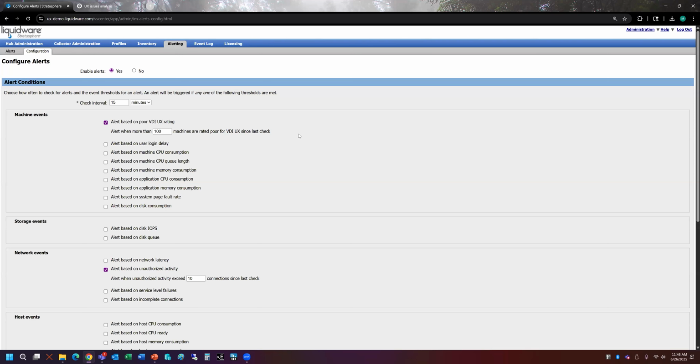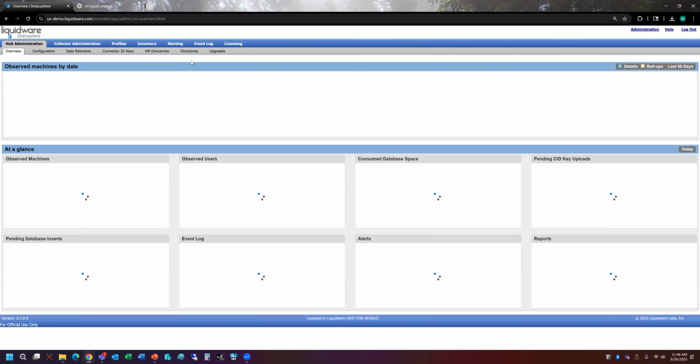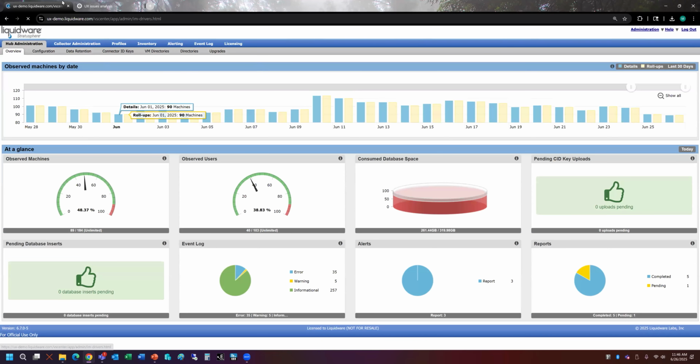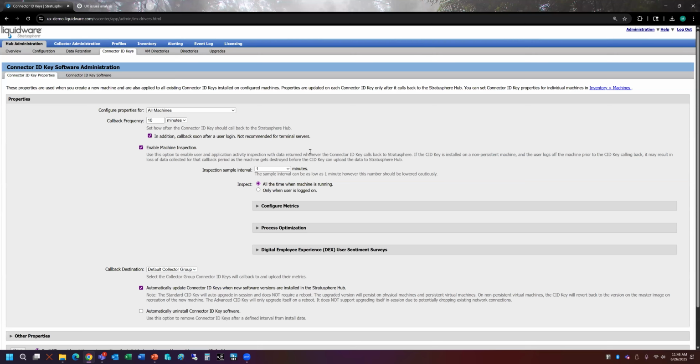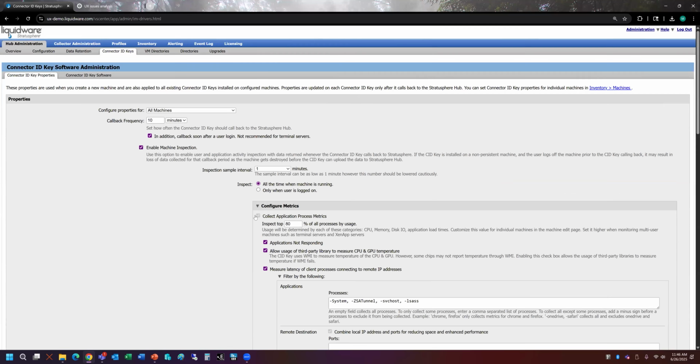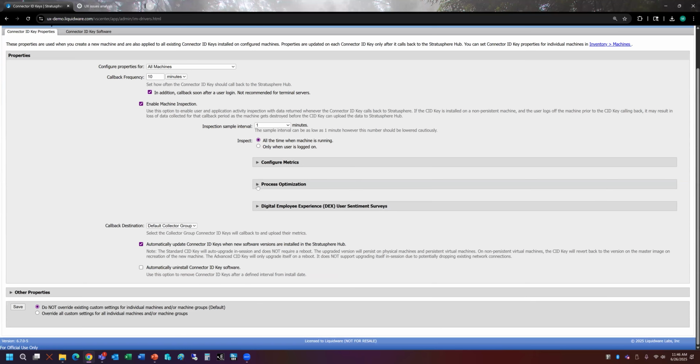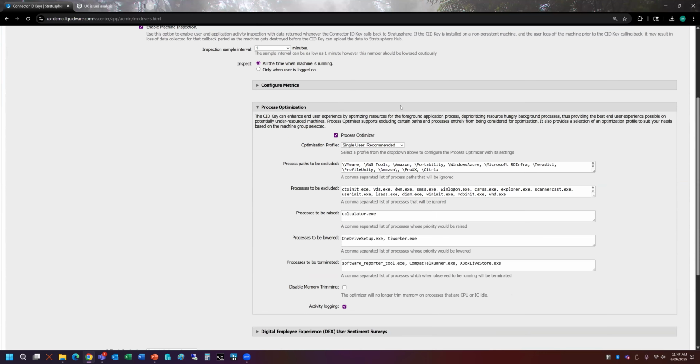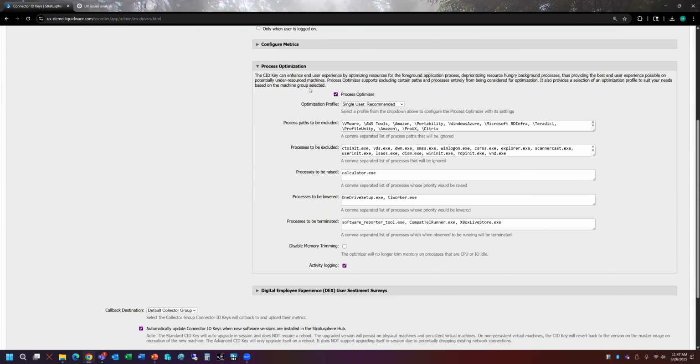So what's great is we have a function in Stratosphere that can drastically help you with these things and do so automatically. And it's called Stratosphere Optimizer. Now, where you find Stratosphere Optimizer is all the way over here in Hub Administration. And if you go into connector ID keys, these are the settings that we actually pull from Stratosphere in relation to all the things that we grab. And there's a lot of really cool stuff in here. And then way down here at the bottom is this tiny little guy. It's seemingly so tiny, so insignificant, but it's a big deal. This is process optimization.